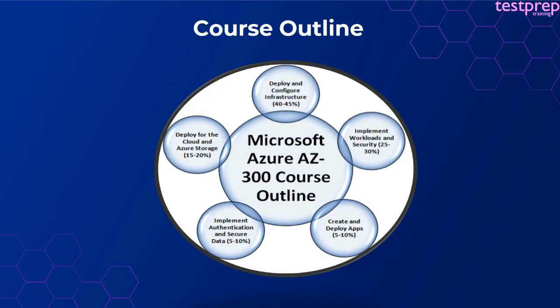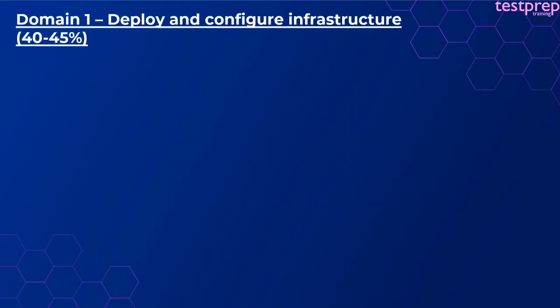First, deploy and configure infrastructure, which comprises 40 to 45% weightage in the exam. Second, implement workloads and security, which comprises 25 to 30% weightage in the exam. Third, create and deploy apps, which comprises 5 to 10% weightage in the exam. Fourth, implement authentication and secure data, which comprises 5 to 10% weightage in the exam. Fifth, deploy for the cloud and Azure storage, which comprises 15 to 20% weightage in the exam. We will discuss each domain in detail.